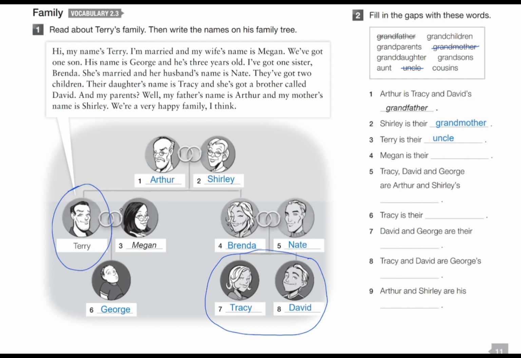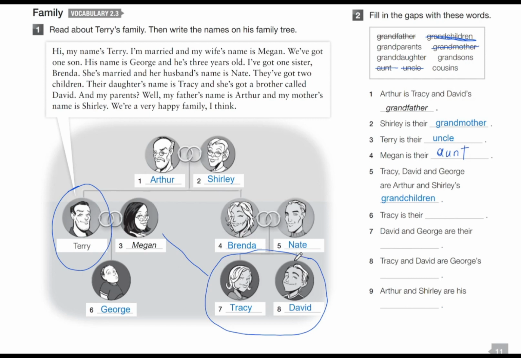Megan is there. So Terry is uncle. So Megan is going to be aunt for them. So aunt is gone. So we're going to write it aunt here, A-U-N-T. Right. Number 5. Tracy, David, and George. So we've got here these 3 kids are Arthur and Shirley's. So we've got here 2 boys and 1 girl. So that's going to be grandchildren. Arthur and Shirley's grandchildren. That's it. Now we're going to cross it. Grandchildren is gone.